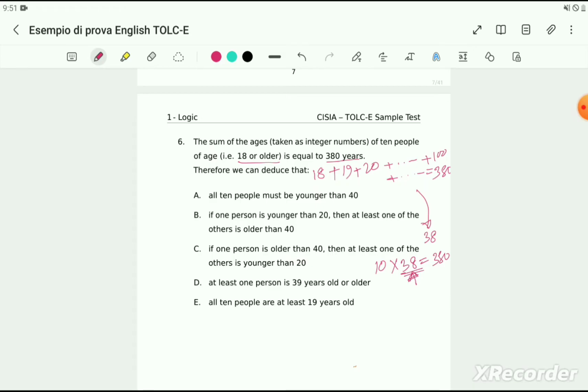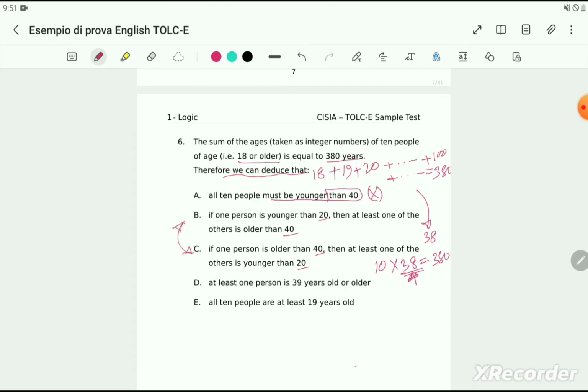So let's read out the options and find out what we have to find. The question is, therefore we can deduce that all 10 people must be younger than 40. Actually, it's not necessary. Some people could be more than 40 years too. So this option is out. If one person is younger than 20, then at least one of the others is older than 40. Interesting. We'll come to this point. Let's read other points too. If one person is older than 40, then at least one of the others is younger than 20. So this is just the opposite of B.